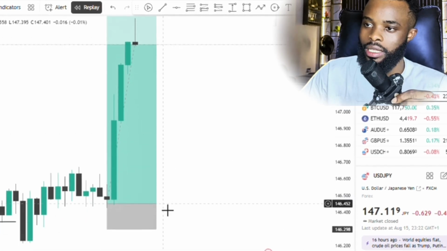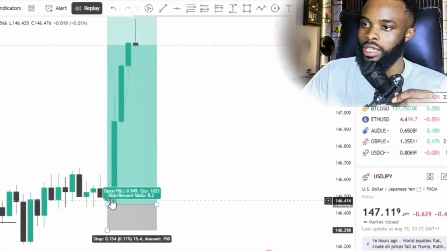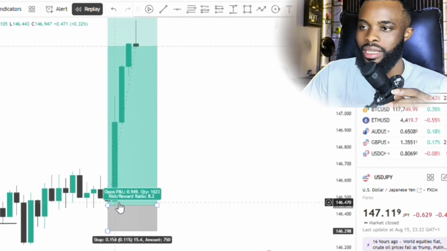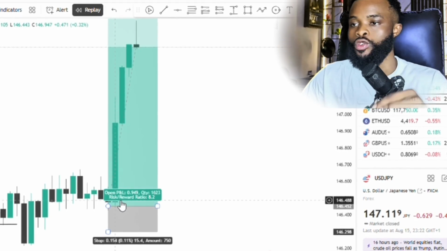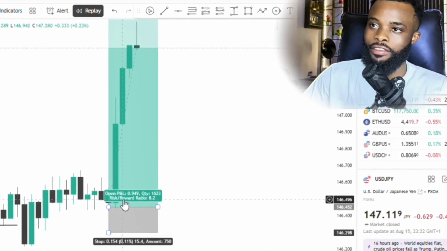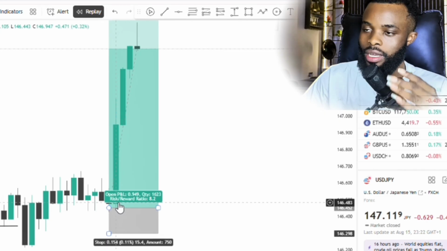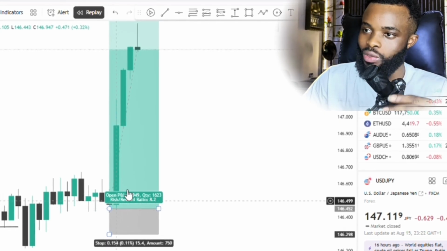So immediately this red candle closes, the next one that will open will be a 30 minutes candle, and this is when you enter, okay, immediately after the news was released. So immediately after the news was released, the market will spike up.